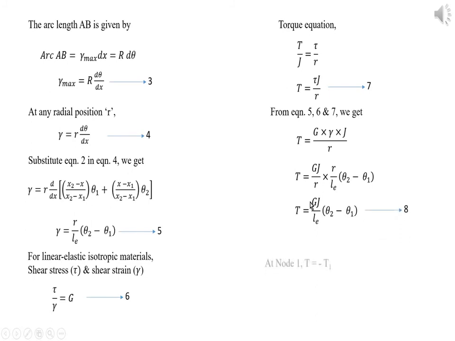Next, from the FE model, at node 1 we see that T equal to minus T1, that is, in the opposite direction. Both T1 and T2 are in opposite directions. So at node 1, T equal to minus T1. Substitute this in equation 8. We will get T1 equal to GJ by LE into (theta1 minus theta2). Let me call this equation 9. At node 2, T equal to T2. Substitute this in equation 8. We will get T2 equal to GJ by LE into (theta2 minus theta1). Let me call this equation 10.